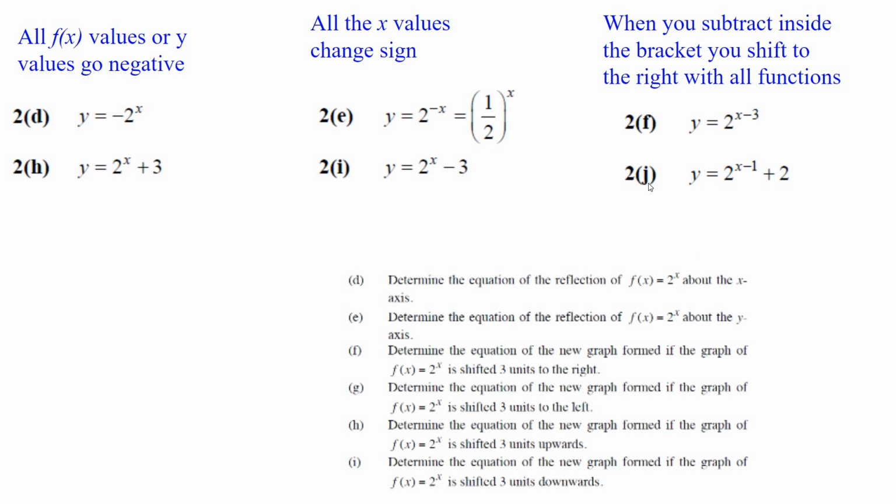Now, I don't know what the question was for J, but I know by looking at the answer what it was. How would you move something 1 unit to the right and 2 units up? That's how you would move a function 1 unit to the right. You do the opposite. You subtract 1 to move it to the right, and you add 2 to shift the whole thing vertically upward. So that must be the question. How do you move it 1 unit to the right and 2 units up?